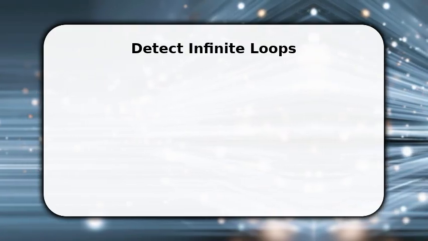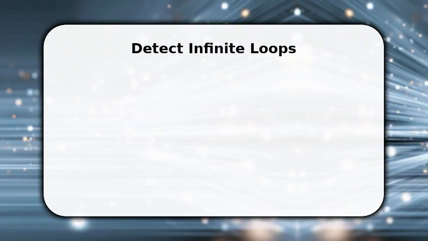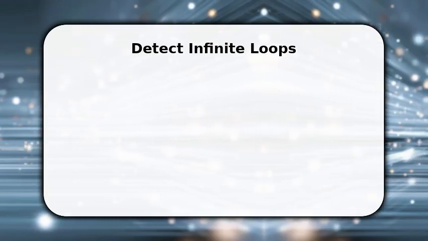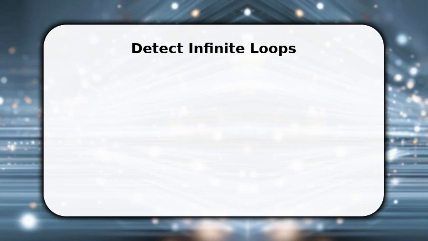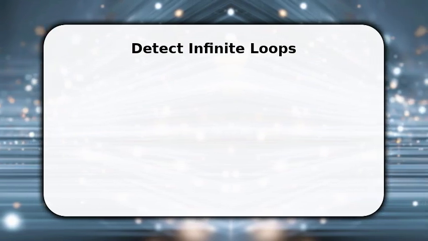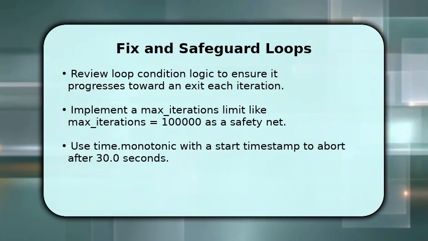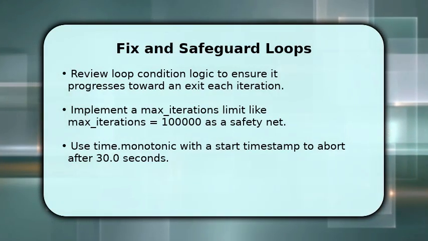Use a development timeout to stop the run after a defined period. Test with decreased input sizes to confirm termination conditions. These steps let you quickly identify why a loop never exits. Review loop condition logic to ensure it progresses toward an exit each iteration.